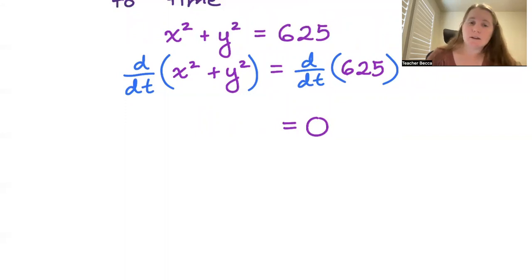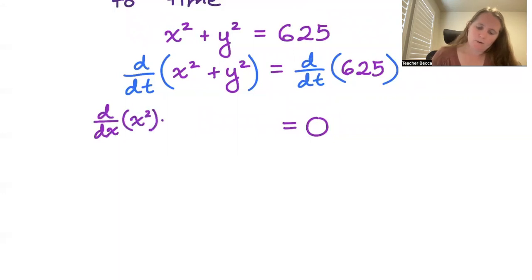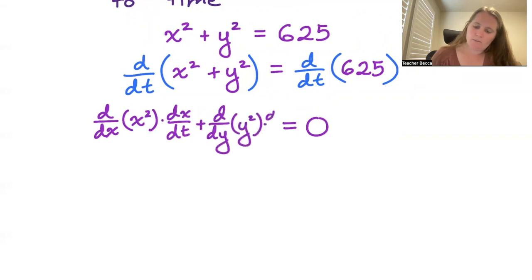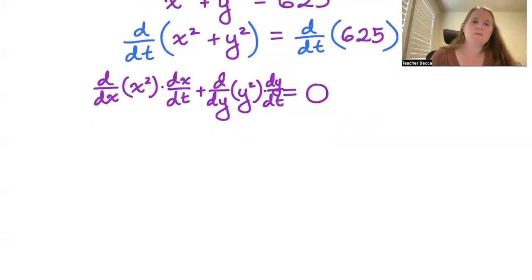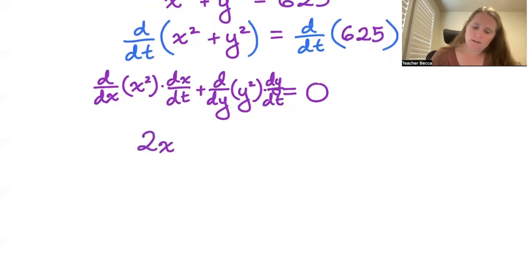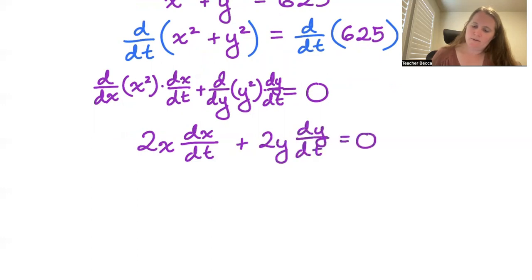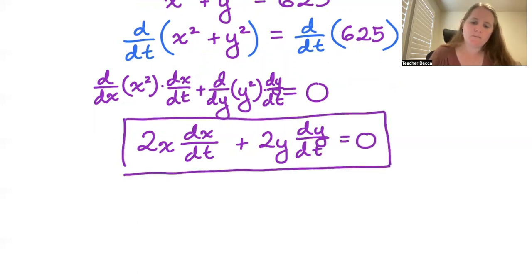We are thinking of both x and y as functions of t, so we do implicit differentiation. We would do the derivative with respect to x of x squared multiplied by dx dt, and then add the derivative with respect to y of y squared multiplied by dy dt. So we are looking at 2x times dx dt plus 2y times dy dt is equal to 0. So now we have a formula that we can use to relate the rates.